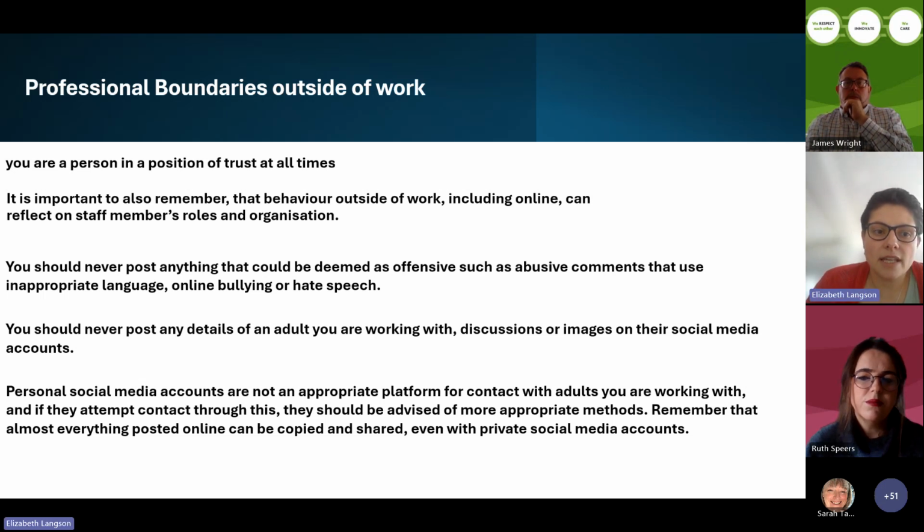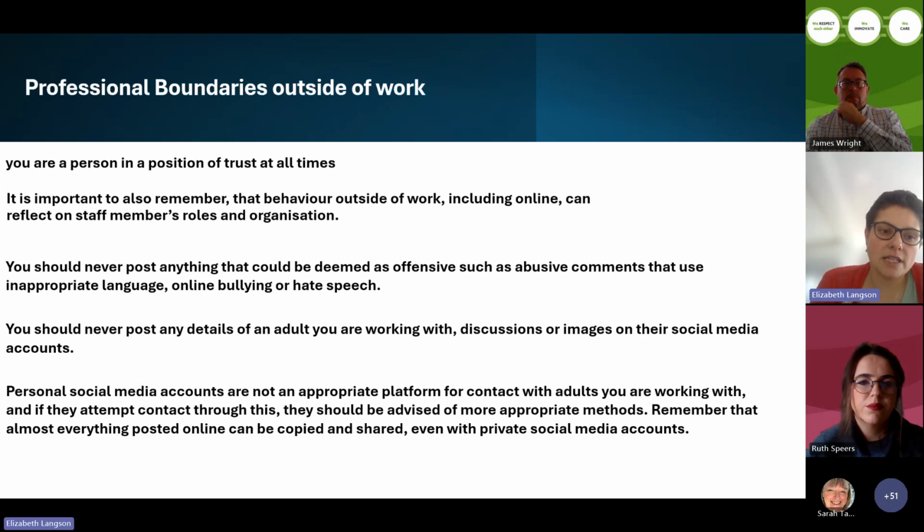You should never post anything that could be deemed as offensive, such as abusive comments that can be seen as inappropriate language, online bullying or hate speech. You should never post any details of an adult that you're working with, discussions or images, on their social media accounts.